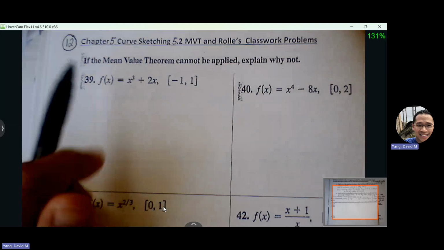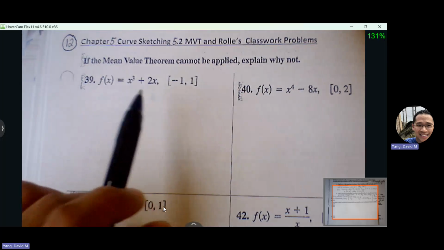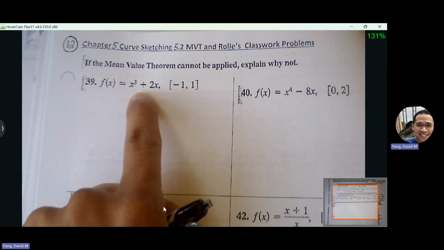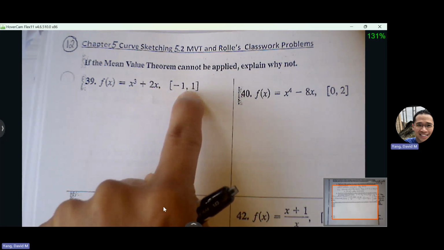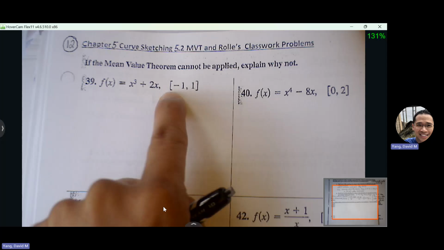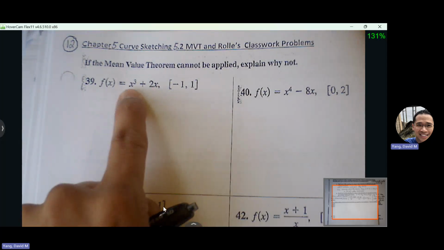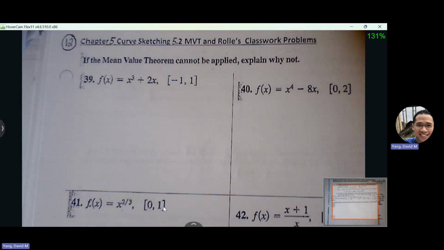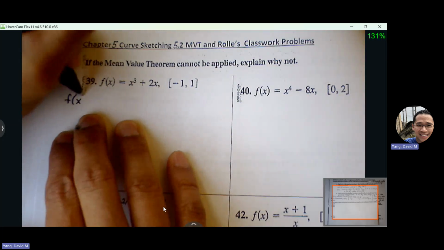So page 12, number 39. If mean value theorem cannot be applied, explain why. We're basically trying to see, is this curve, we're going to find an average slope between the 2 points, and then we're going to guarantee that slope is going to show up somewhere along the curve. The two conditions that we need are continuity and differentiability. This is a smooth curve, so it's a polynomial. If it's a polynomial, you don't worry about anything. It's going to pass all your conditions. So let's state our conditions here.